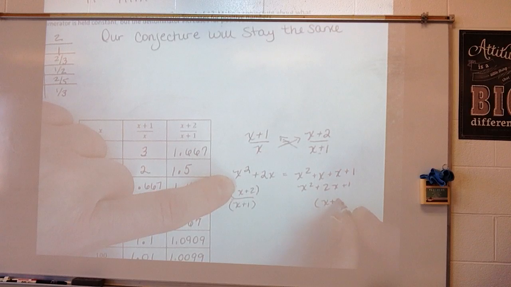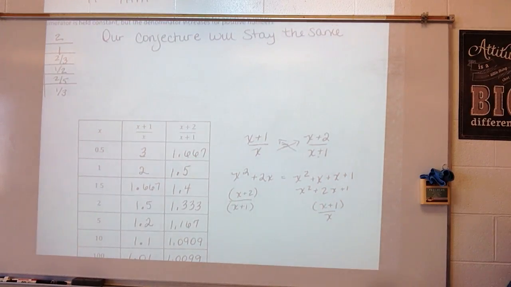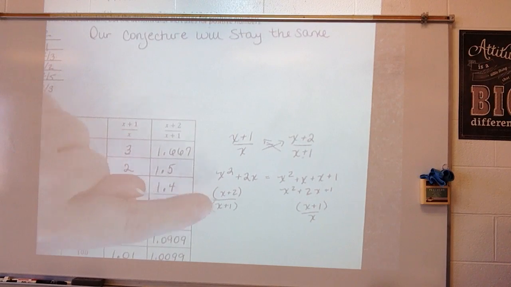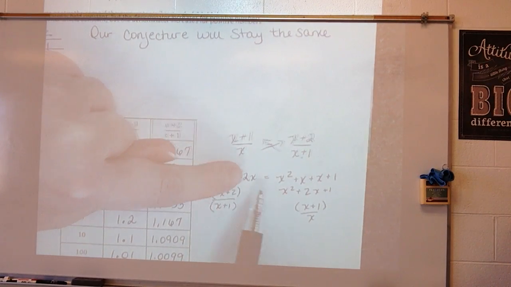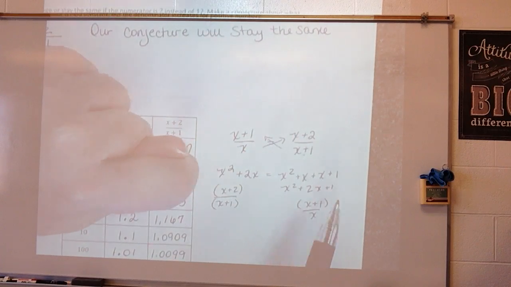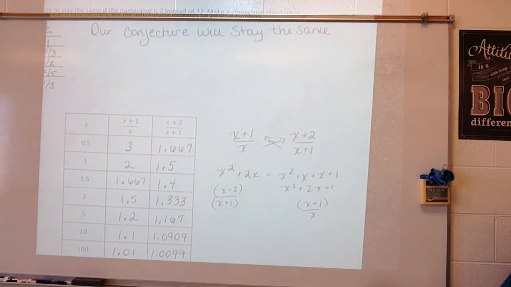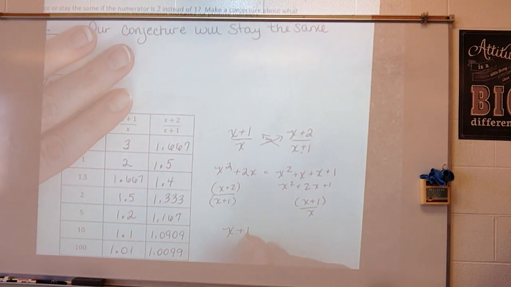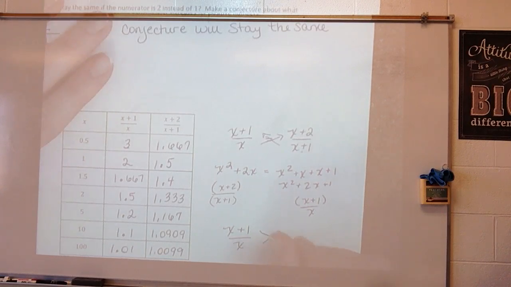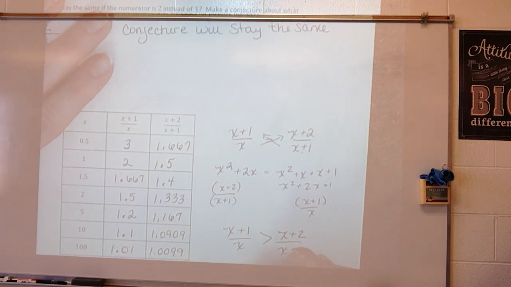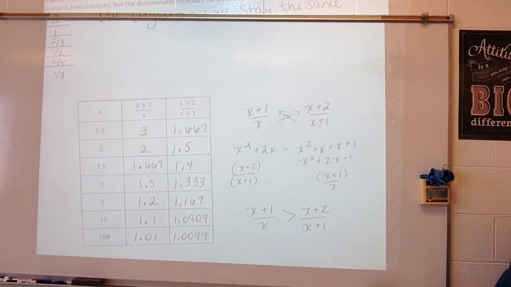And that is my (x plus 1) over x. All right, so looking at this, I can clearly see they both have x squared, they both have a 2x, but this one has 1 more. So I can clearly see that (x plus 1) over x is greater than (x plus 2) over (x plus 1). All right? I can compare these this way.